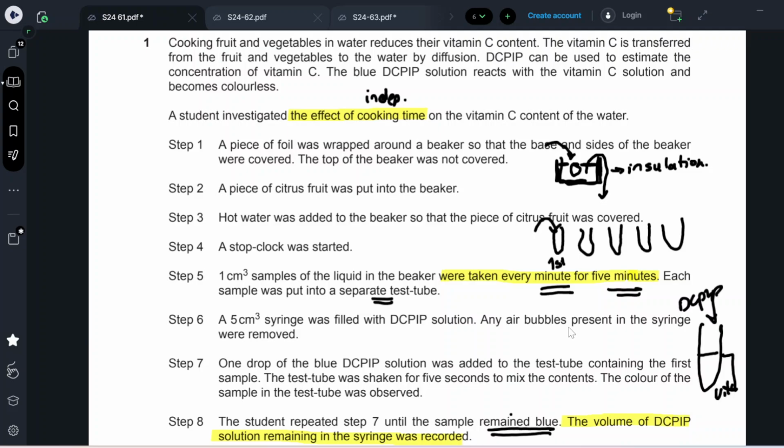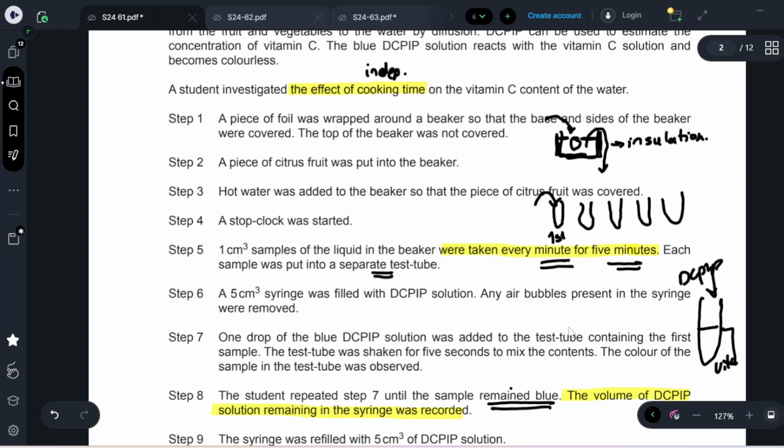Again, I will add the drops of DCPIP. I will add it drop by drop until it remains blue. This means that there is no more vitamin C in the sample. It's all reacted. So what would I understand? The more the volume of DCPIP used, the more the vitamin C in the sample.